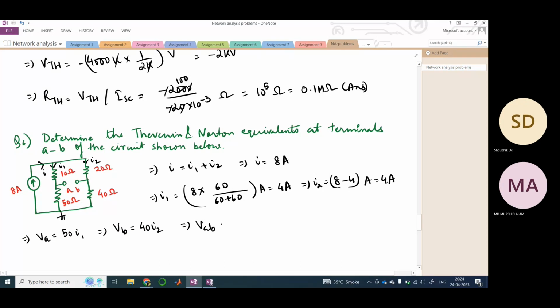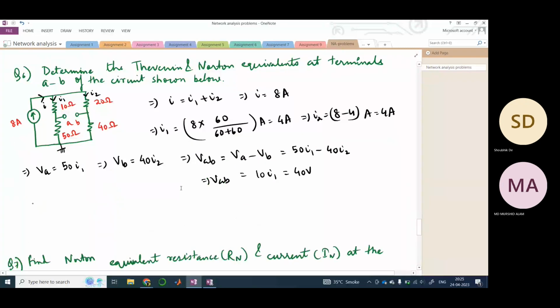It is nothing but VA minus VB, because this is the potential difference across this path. So therefore, this would be 50 I1 minus 40 I2. And once you have this, I1 and I2 are the same, right? We saw I1 and I2 are 4 amperes, so therefore we can write 10 I1, therefore this is 40 volt. Quickly you can solve this. Okay.